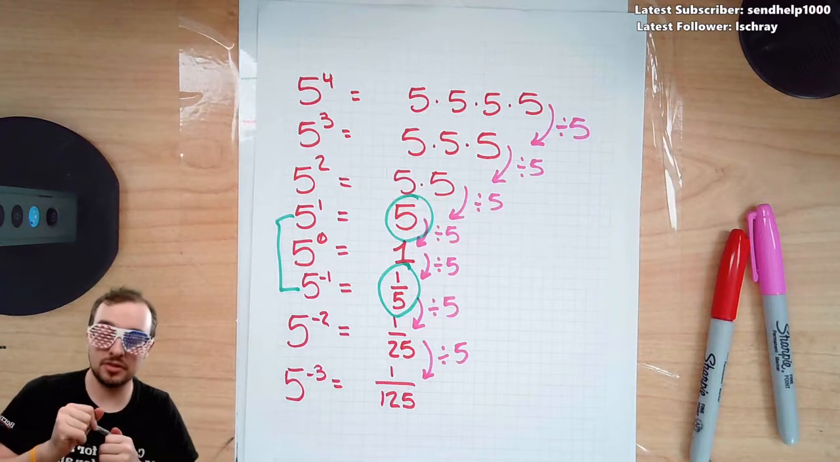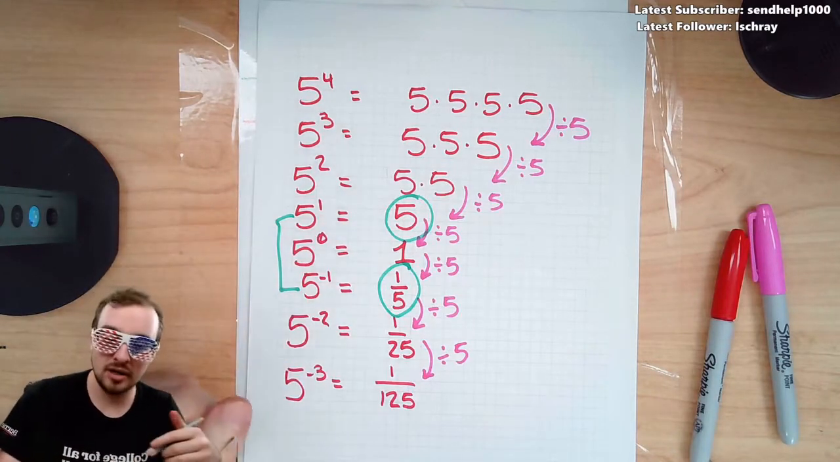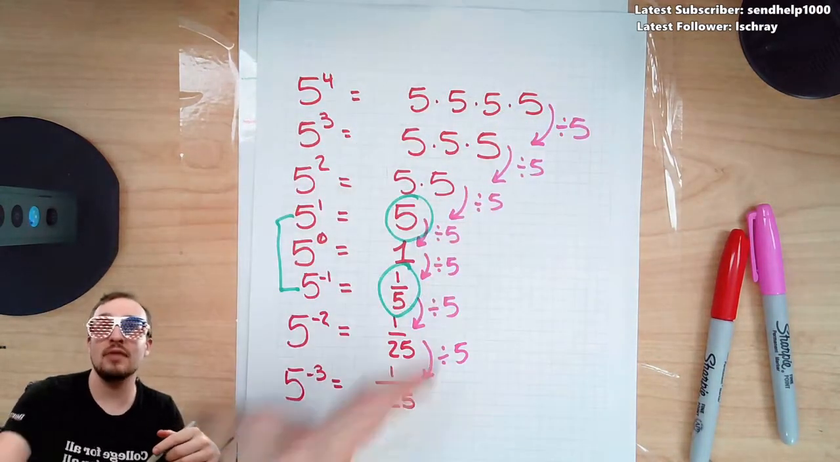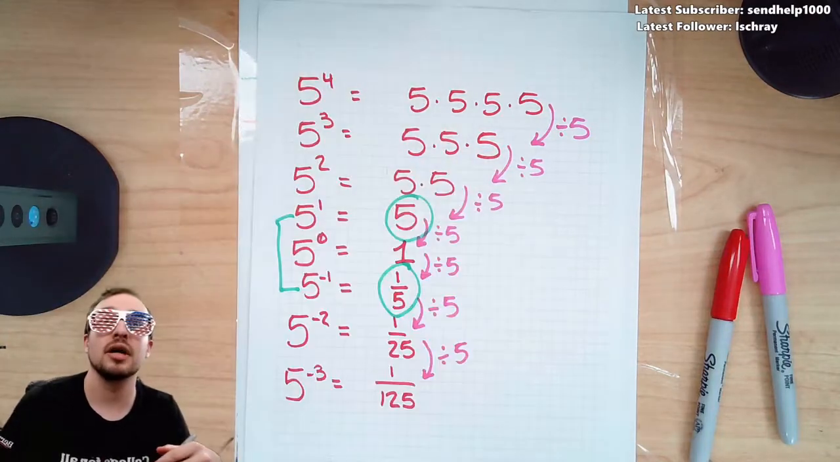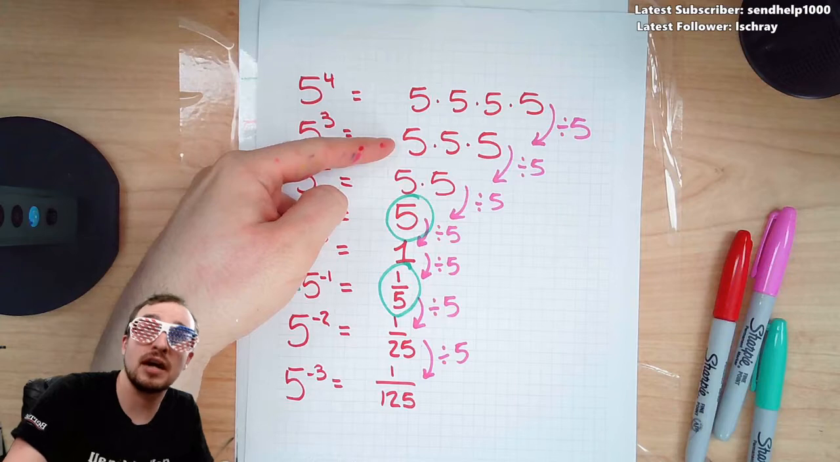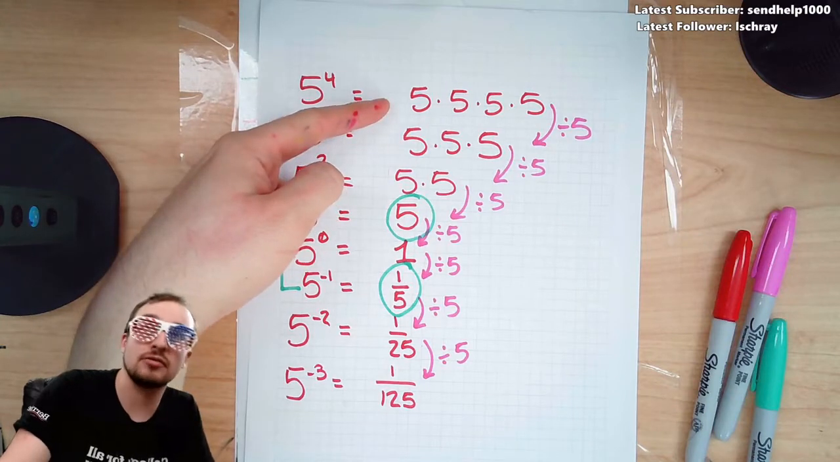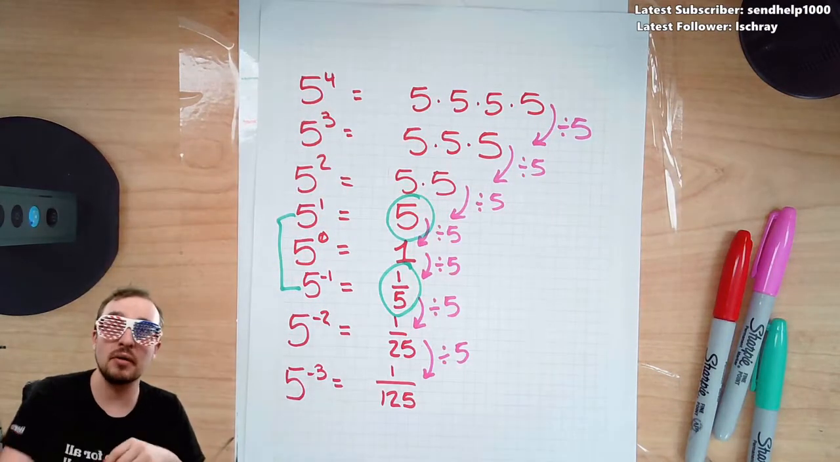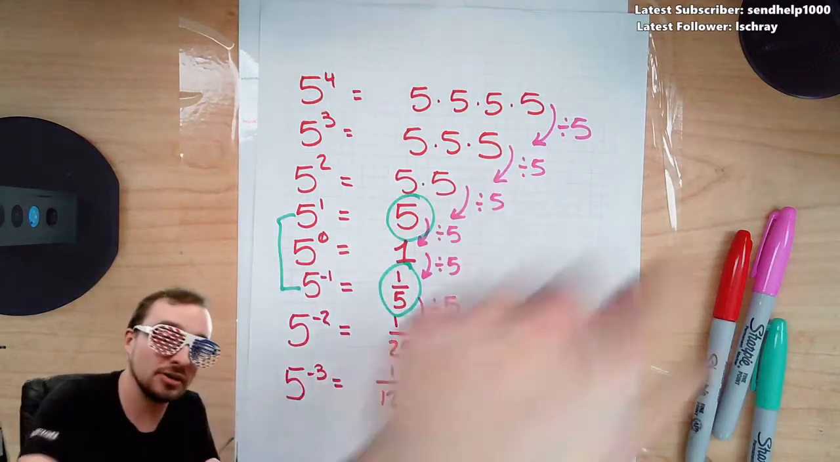So there's another pattern going on here. That's not why it is what it is, right? The reason it is what it is is because we divide by 5 when we go down. We multiply by 5 going up, right? From 5 times 5 to 5 times 5 times 5 and so on. We always multiply by another 5 when we go up. We divide when we go down. But there's also another pattern.